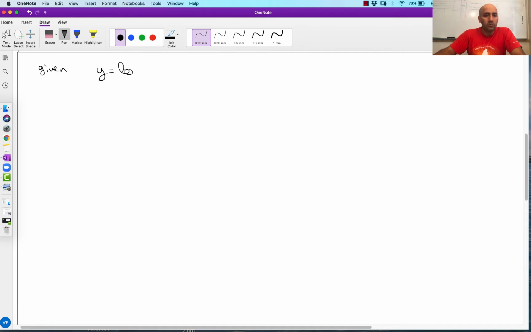Given y equals log base b of x, where, of course, b is in the set between 0 and 1, union 1 to infinity, so it's a valid base of our log function. And x has to be in the domain of log base b, which means it's got to be a positive number as well. Given this, let's find y prime. We want to find the derivative.